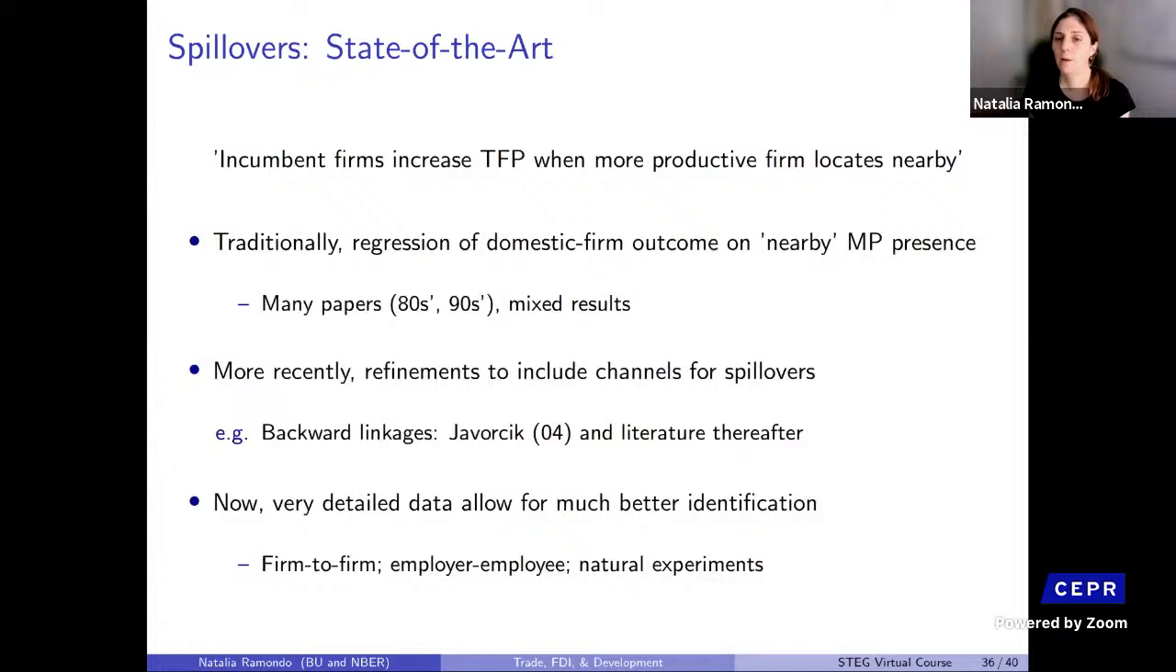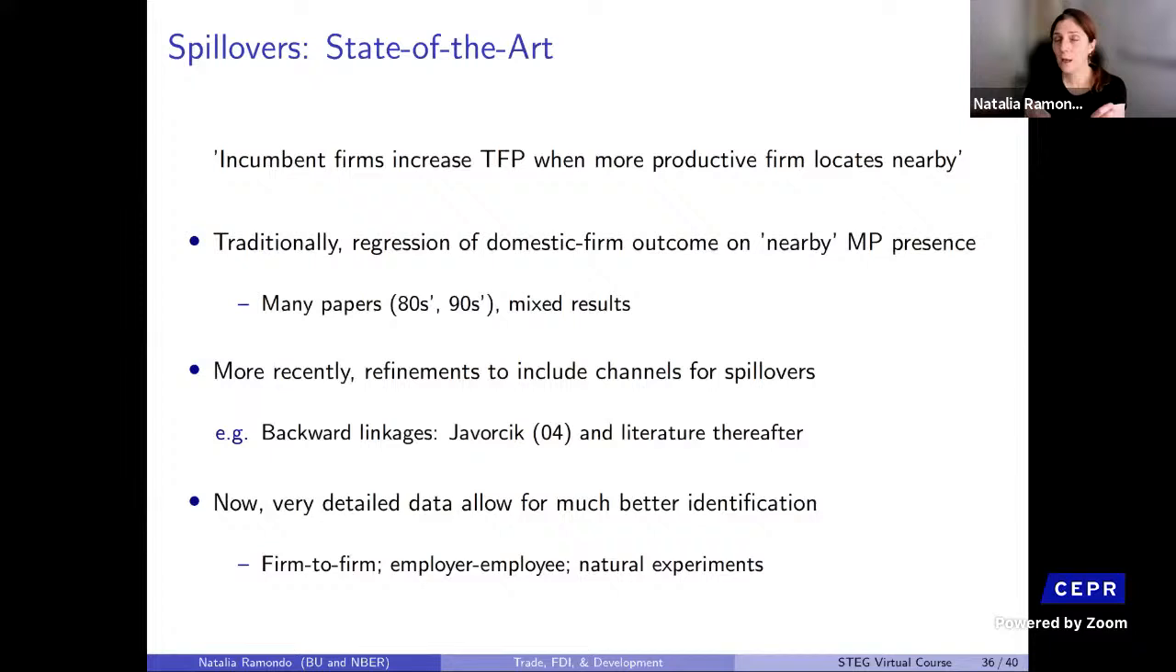Because what we mean by these spillovers is that you have an incumbent firm and they increase productivity when a more productive foreign firm locates nearby, in quotes. So traditionally, the empirical analysis had as the dependent variable some outcome variable for a domestic firm, and the independent variable was some measure of nearby multinational activity. And there were many papers in the past, the results were mixed, even with firm level data, this was very difficult to identify. So more recently in the 2000s, people started refining the channel of the spillover.